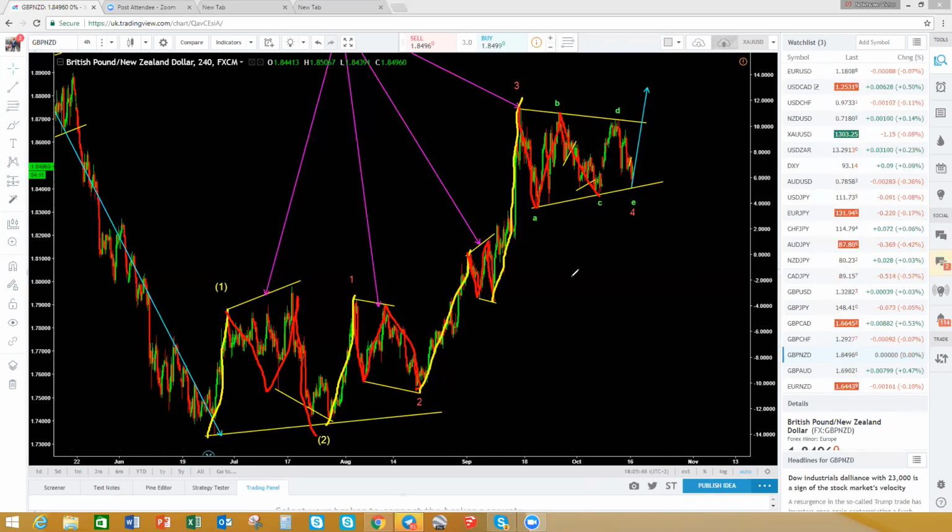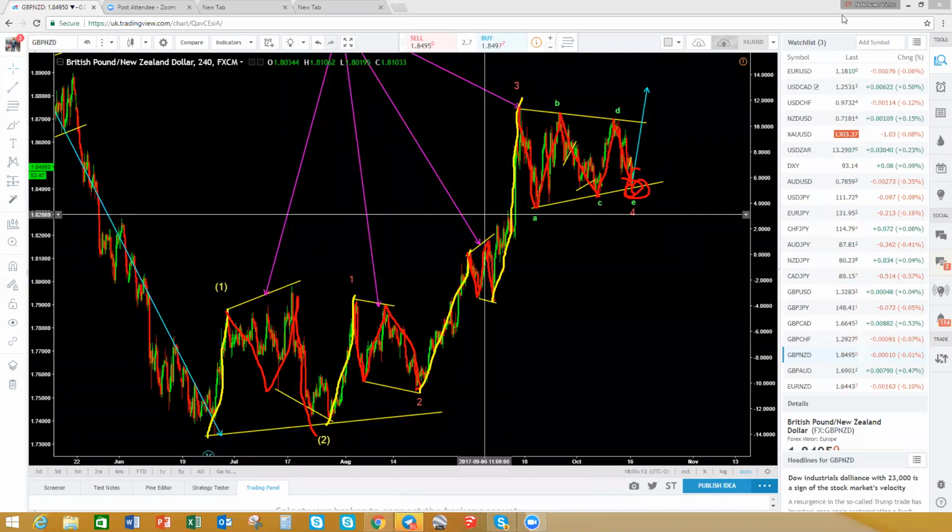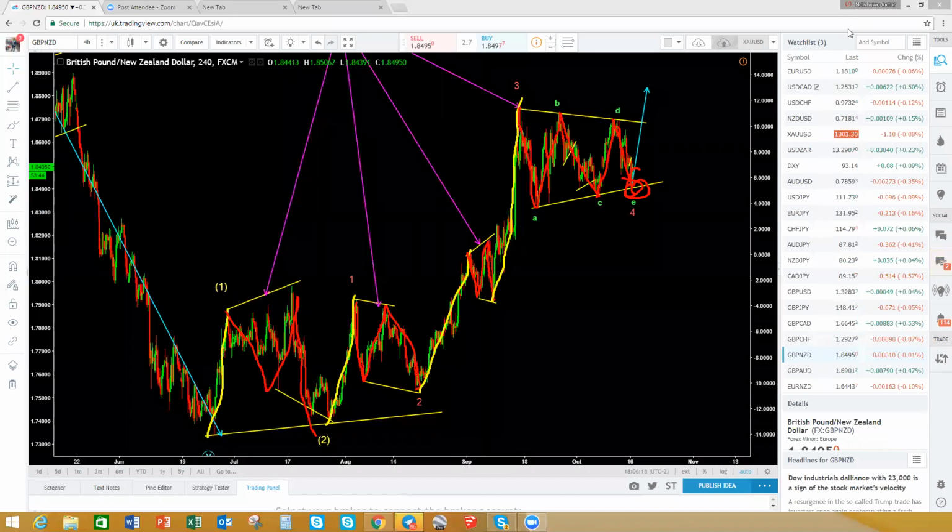But the structure changed. It did not give me a contracting flat. It gave me a triangle. It's giving me a triangle A, B, C, D, E. Okay, and then after the E, I'll be looking to buy this pair here. So let's look at what is happening here, because this is where we wanted to take the trade. Okay, let's clear all that.